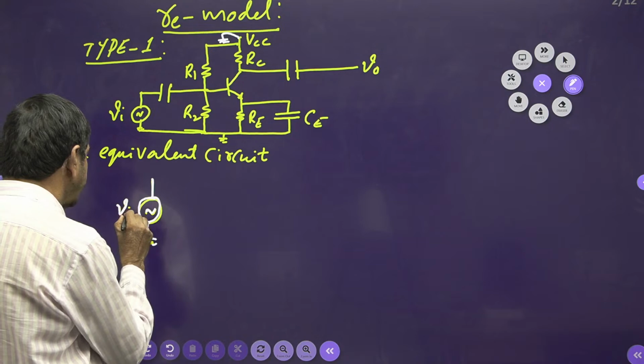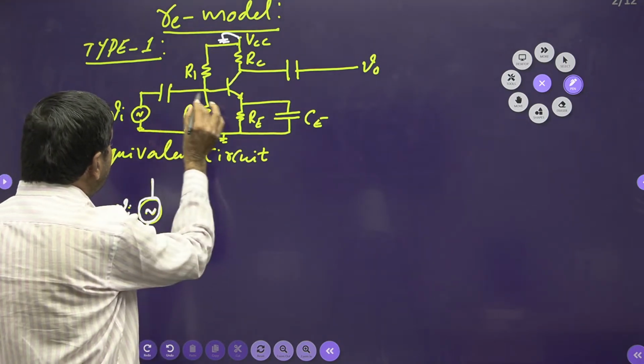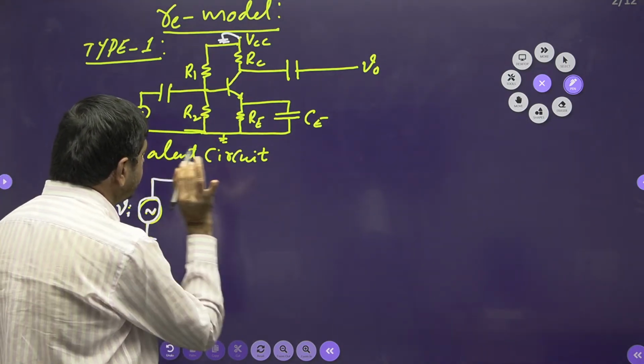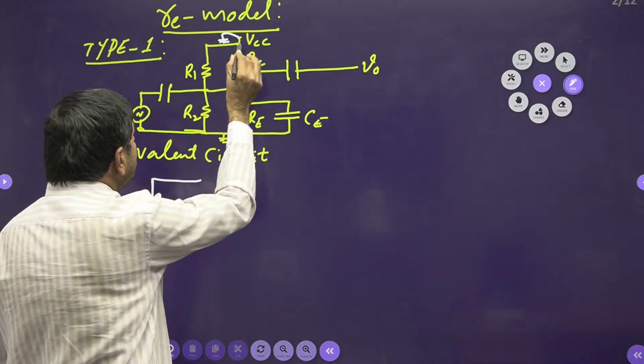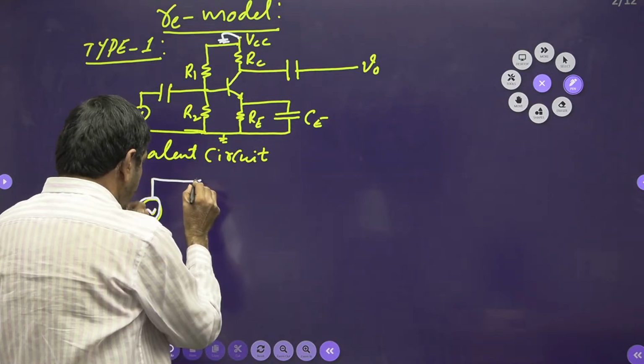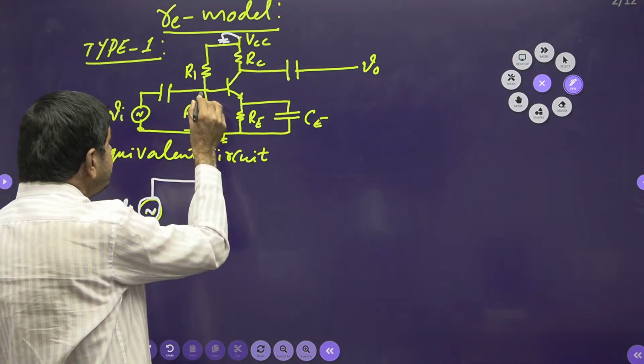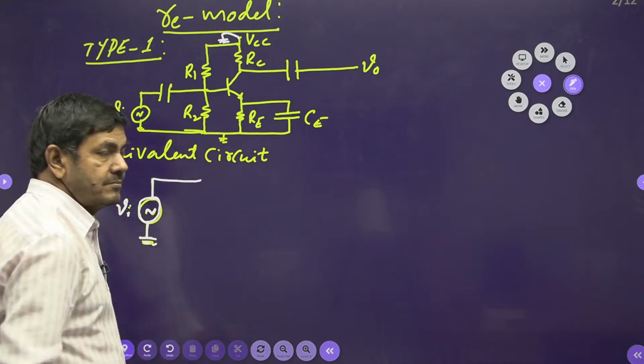This is Vi, I said. Next, this capacitor must be shorted. Yes, I shorted. This R1 is connected to the ground, R1 to the ground, R2 also connected to the ground.